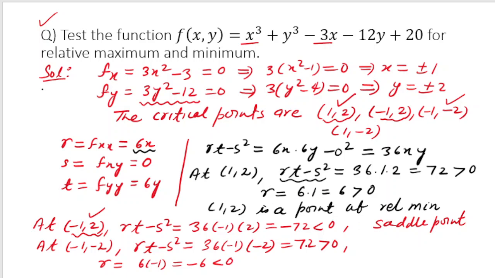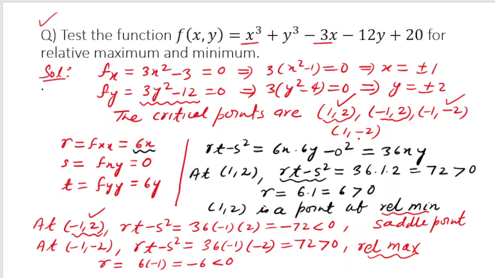So if rt minus s square is greater than 0 but r is less than 0, it is a point of relative maximum. Right, so this point was point of relative minimum, this point is point of relative maximum, and minus 1 comma 2 is a saddle point.